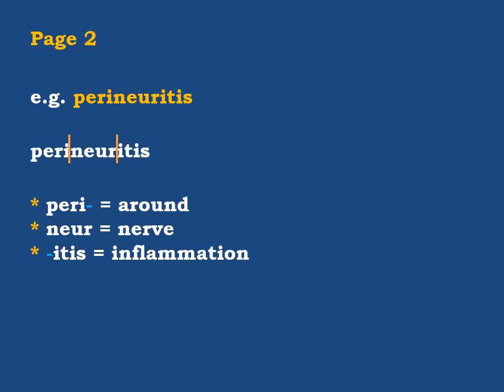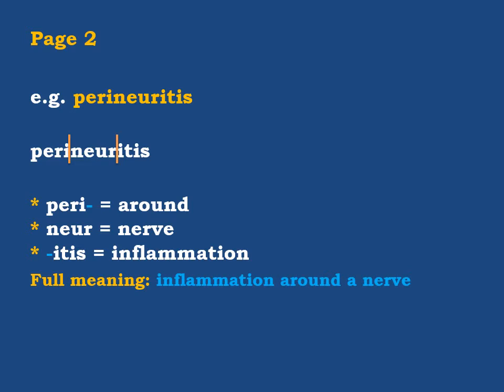The meanings, as you can see: peri means around. In this case, we need to learn the meanings of the parts. Neur means nerve, and itis means inflammation. Now, how to put these three meanings together to get the meaning of the full term? If there is a suffix, we have to start with the suffix first. The meaning of the suffix, which is inflammation here, should be put first. So inflammation around a nerve. And this is the full meaning of the word.